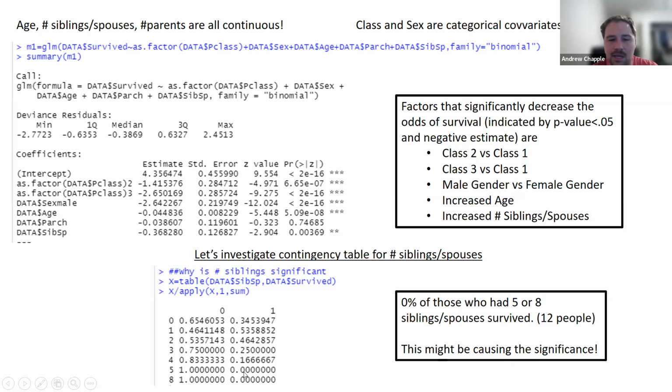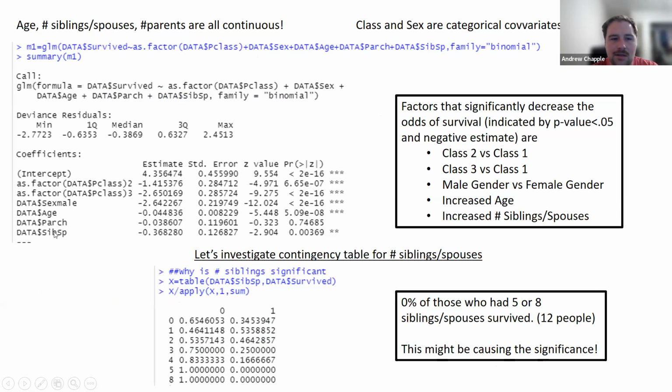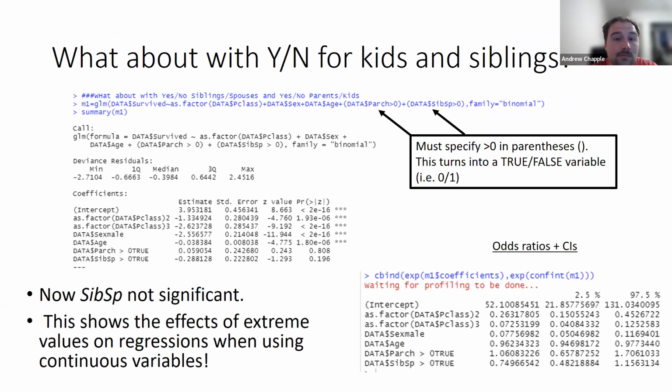So maybe that's bringing our overall effect down. So let's change up the variables a little bit. Instead of looking at just sibling and spouse number as a continuous number, let's just say, do they have any siblings or spouses at all? Same thing with parents or kids. Do they have any parents or children at all?